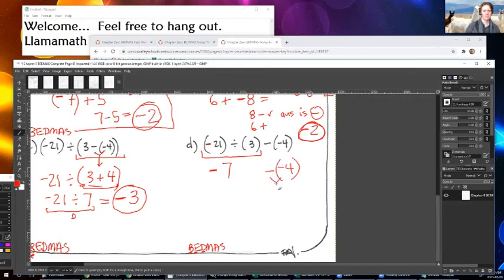Okay, now I remember that when I subtract a negative, it's like adding a positive, right? So I'm just dropping this down and I'm changing this. So instead of minus a -4, it's adding a 4.